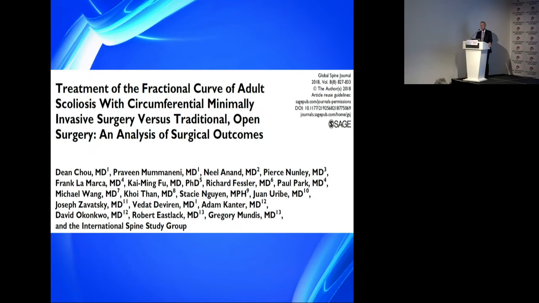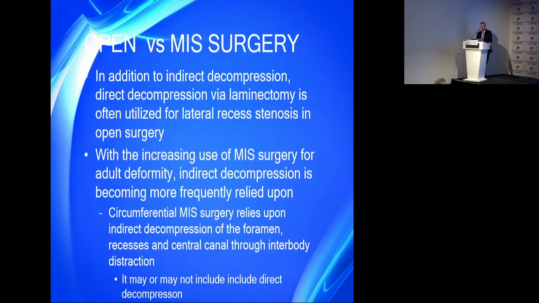This is coming out of a research group I'm part of called the International Spine Study Group. And we've published this data. What we did was we compared open surgery for fractional curve correction to circumferential minimally invasive surgery. In open surgery, in addition to indirect decompression, laminectomy is often relied upon for decompression of the nerve roots in order to relieve pain. In minimally invasive surgery, however, it has gone away from doing direct decompression in favor of indirect decompression, essentially putting in a cage to decompress the nerve roots.